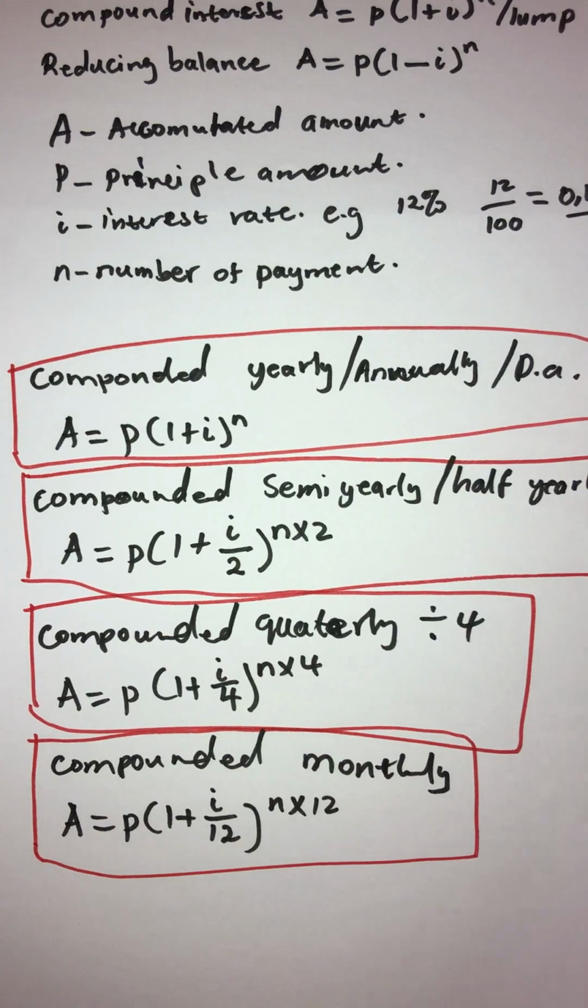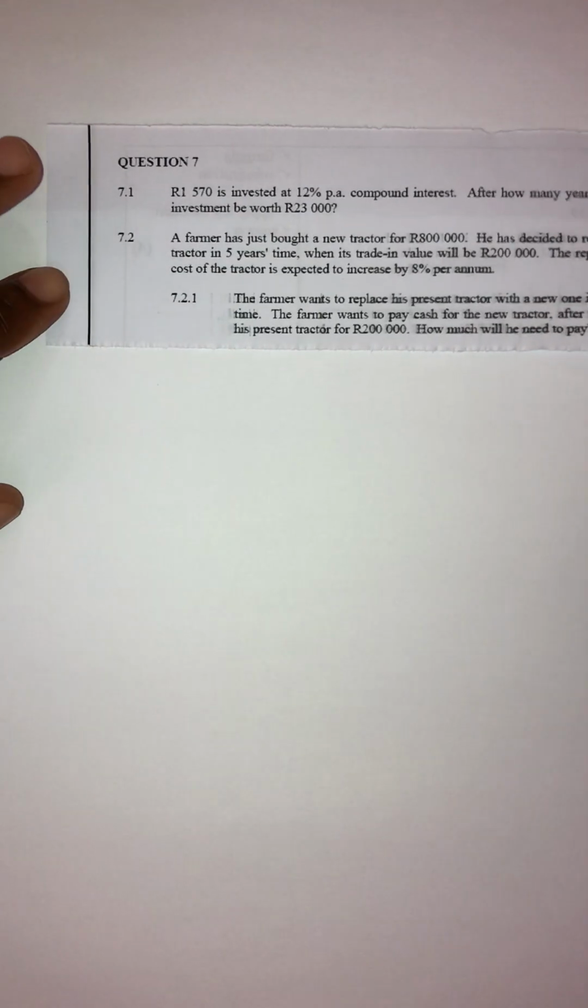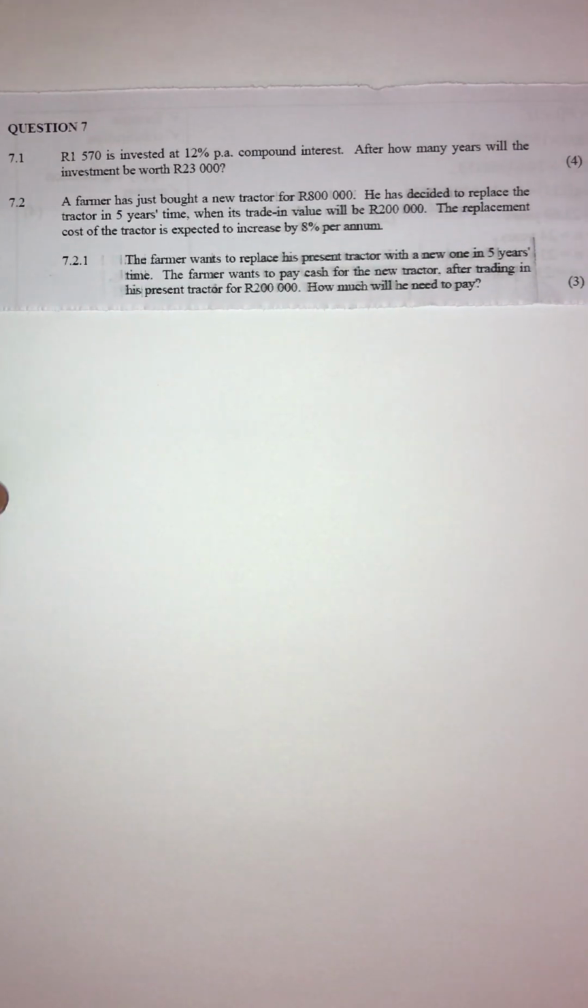Let's answer the questions. We have the first question. It says 1,570 Rand is invested at 12% per annum compound interest. Remember, compound. After how many years will the investment be worth 23,000 Rand? So what we're going to do first, we analyze the statement. They said it's compound interest, compounded per annum. So what are we going to do now?